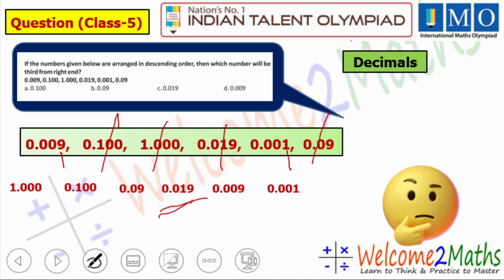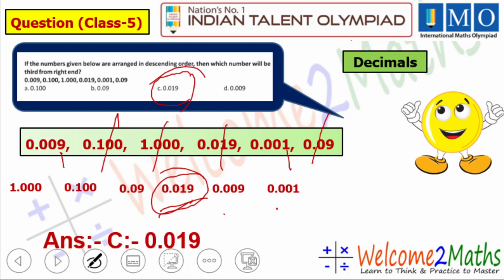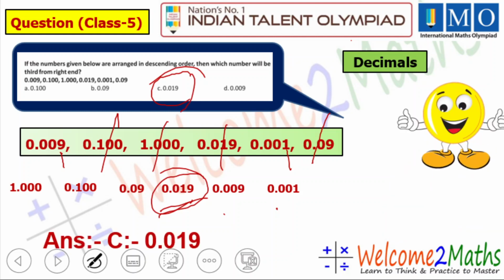So this is the descending order. We have arranged these numbers in descending order. Now you can see it's 1, 2, 3, and this is the third number. So this is our answer. You can see we have 4 options A, B, C, D, and option C is 0.019. So it's answer C. Understood? Now, let's move on.